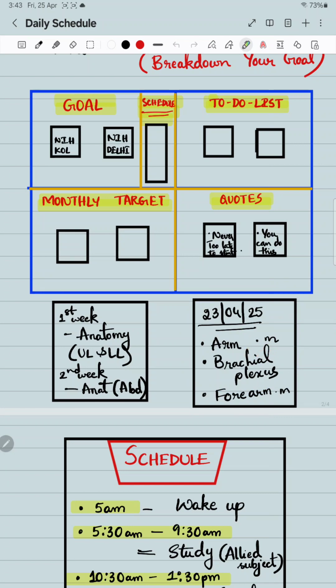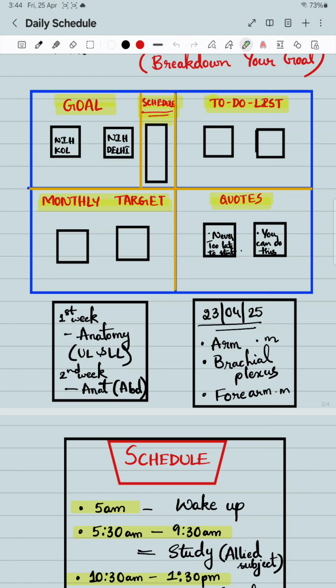On that day, I'm going to make sure to finish arm muscles, brachial plexus, and forearm muscles. And the next day I'll go with other topics of upper limb, and the other day I'll go with topics of lower limb, so that I'll finish my week target of anatomy upper limb, lower limb, so that ultimately the monthly target of finishing anatomy subject is achieved. Okay, so this is how you break down your target and ultimately complete your monthly target.